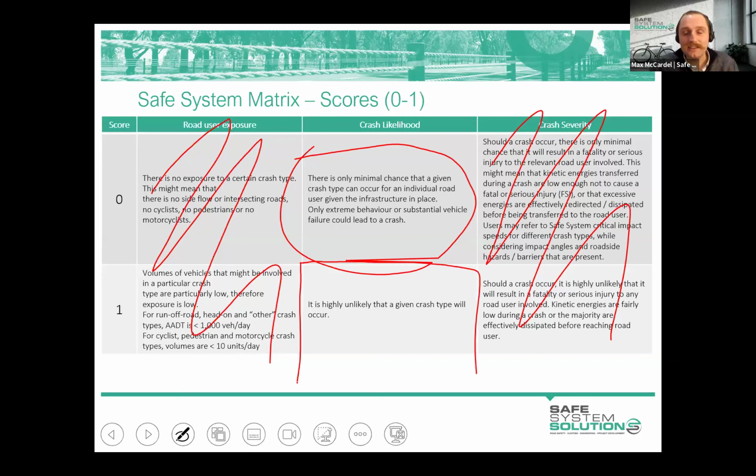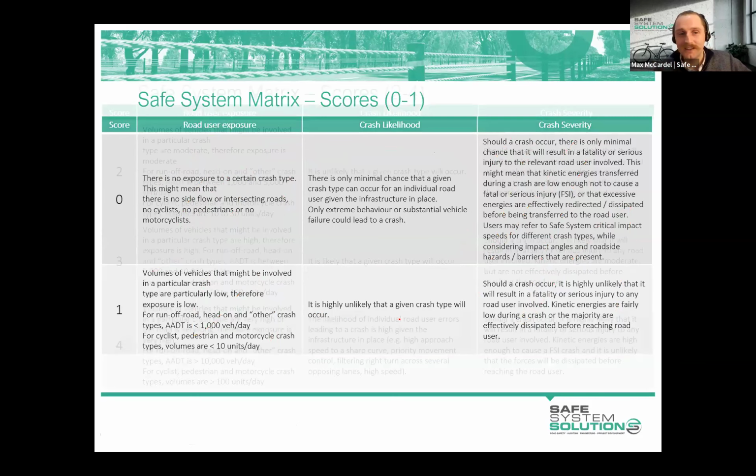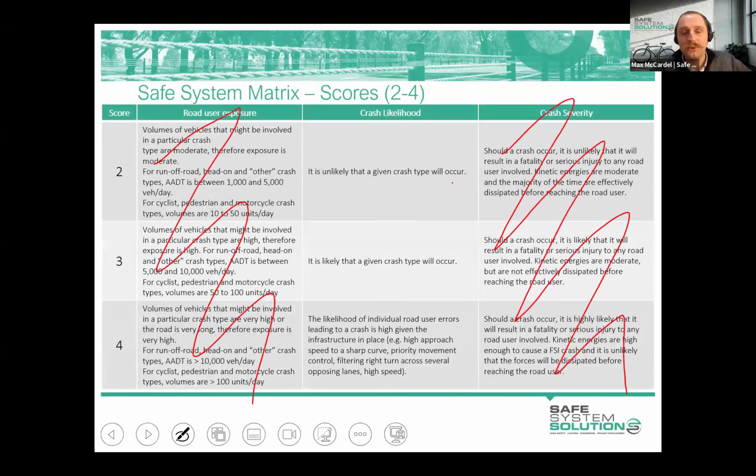Here's where, as I said, things get fun because you get to be a little bit subjective in your analysis. You'll see that the phrase used for a score of 1 for likelihood is: it is highly unlikely that a given crash type will occur. Full stop. For a score of 2, it is unlikely that a given crash type will occur.